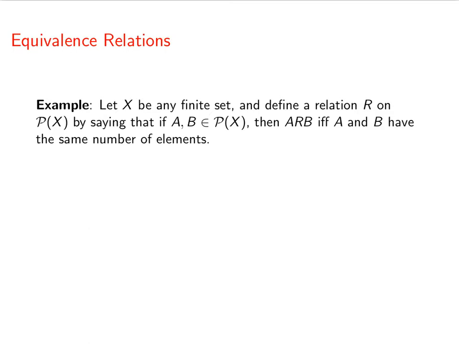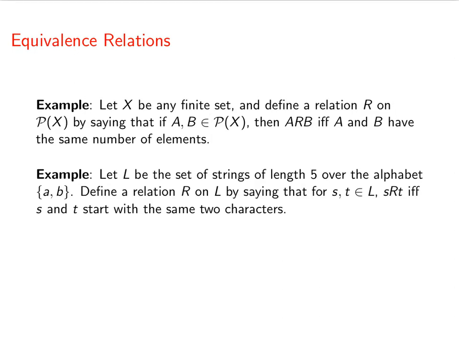All right, here's an example. Let X be any finite set, and we'll define a relation R on the power set of X by saying that if A and B are in the power set of X, then A is related to B if and only if A and B have the same number of elements.